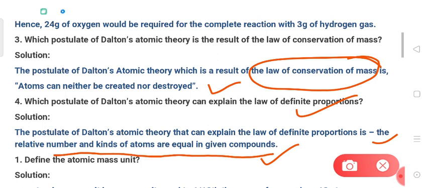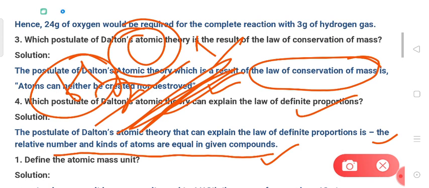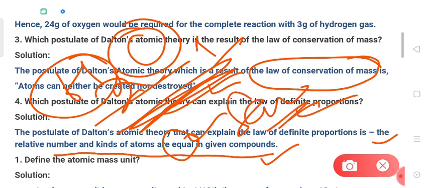That means in a given compound, suppose we talk about water, that is H2O, the type of atoms, that is hydrogen and oxygen, and the relative number, that is 2 hydrogen and 1 oxygen, right? So this will always remain fixed in a given compound, that is always the same. So in place of equal, this should be same, right? So it should be same.